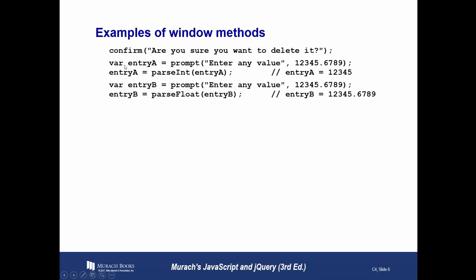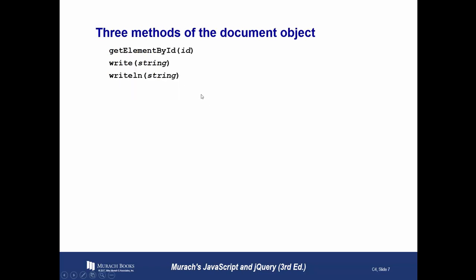Well, there was a confirm example right there. There's some prompts. There's some parsing. Okay? All right, methods of the document object. Now we're starting to get into the heavier stuff, so to speak. The getElementById method gets the HTML element with the ID passed into it, and it returns that element.